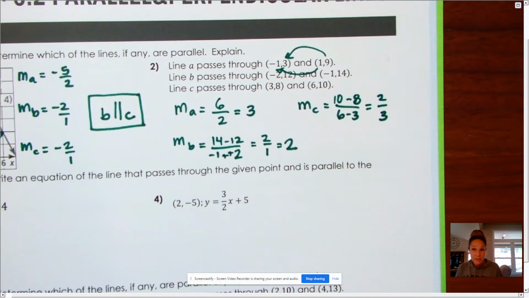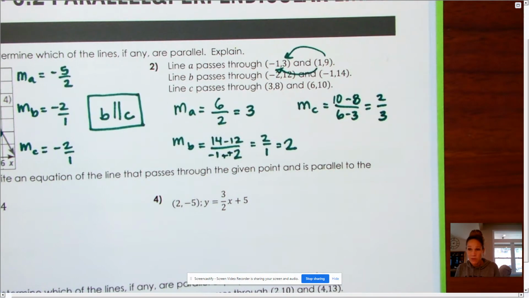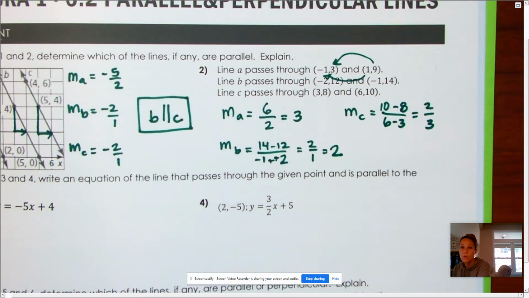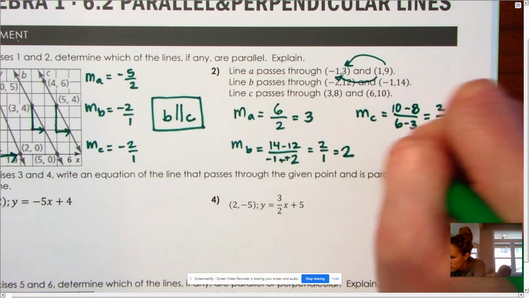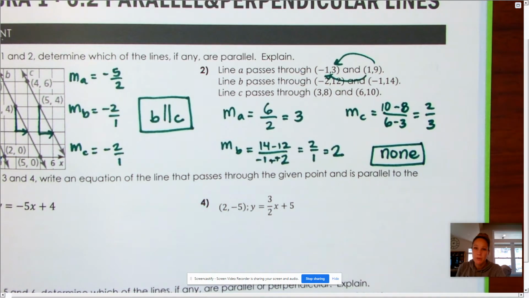Okay, well, those are all different. None of them are reciprocals or opposite reciprocals. So we would just say none. All the slopes are different. None of them are opposite reciprocals.